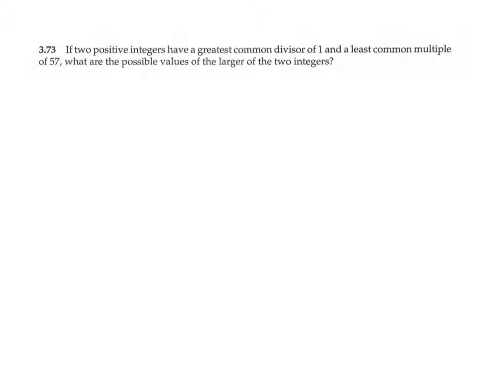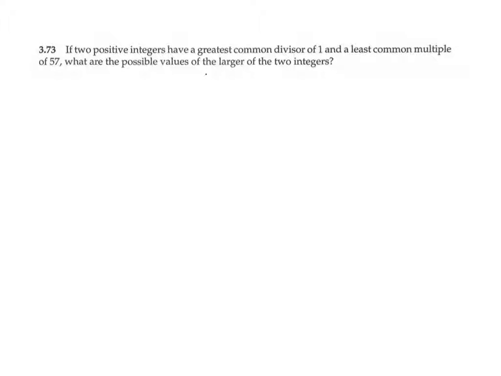So let's read our problem. So two positive integers have a greatest common divisor of 1. So that means that they're relatively prime. They have no shared factor. The least common multiple is 57. Okay, so let's take a look at this.